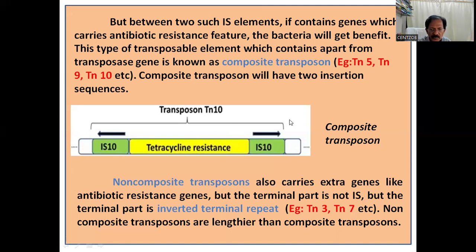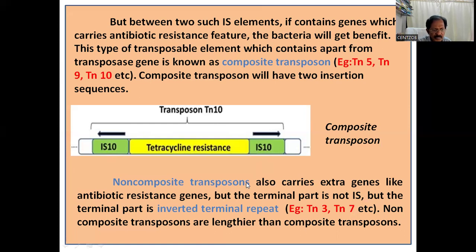So in a composite transposon, once again I tell you, unlike the IS element, which is simplest, here there is an antibiotic resistant gene. And moreover, two IS elements, one on either side, can be seen. Okay, very important: the composite transposon will have two insertion sequences.